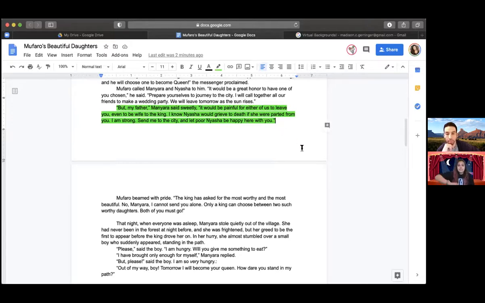And Manyara really wants to be queen. So what she's saying to her father is, "But my father," Manyara said sweetly, and we know that Manyara is not sweet, all right? "It would be painful for either of us to leave you, even to be wife to the king. I know Niasha would grieve to death if she were parted from you. I am strong, send me to the city and let poor Niasha be happy here with you."